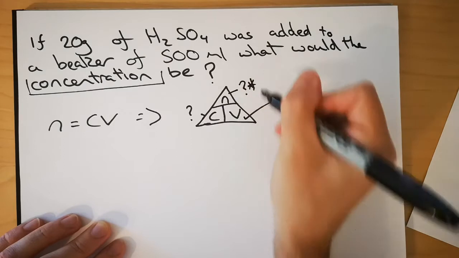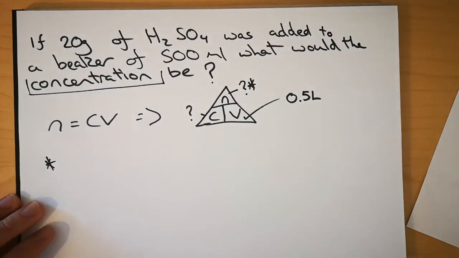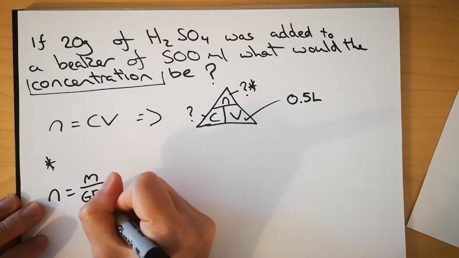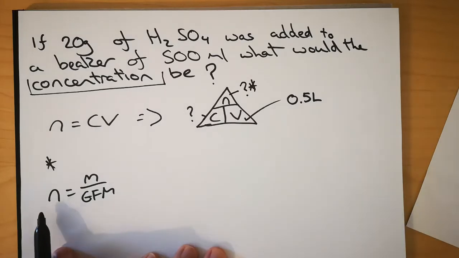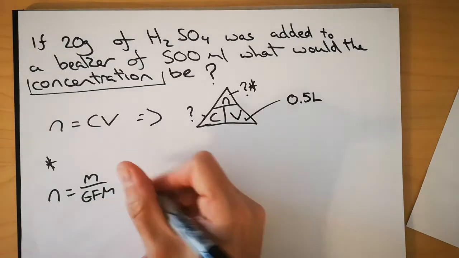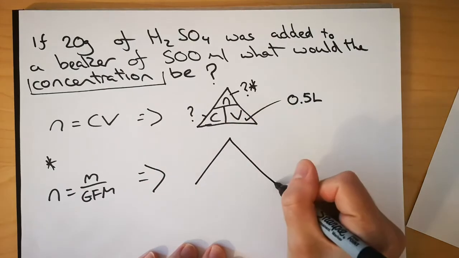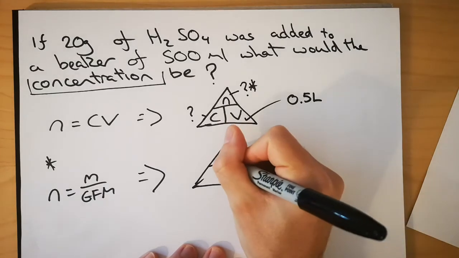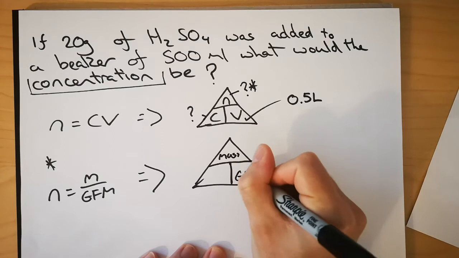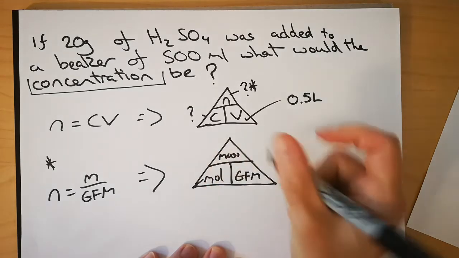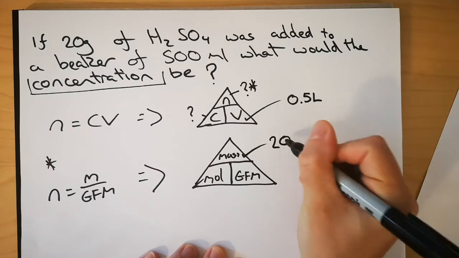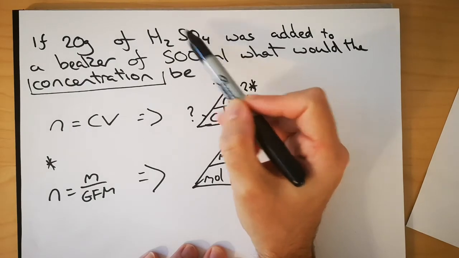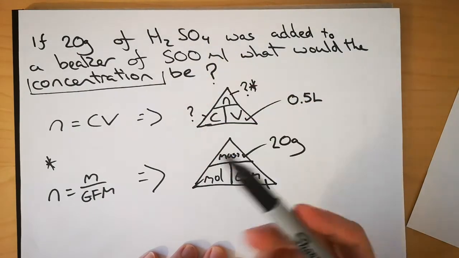To work that one out, I'm going to need a different equation, and that equation is n equals m divided by GFM. Now, that is our moles, that's our mass, and that's our GFM. So once again, I can convert that into my little triangle. And I told you we would be doing these all throughout the year, and we just keep doing them. So we've got mass, GFM, and moles. I've got the mass, that was 20 grams. Now the GFM I don't have directly, but I've got the molecular formula, so I can work it out.